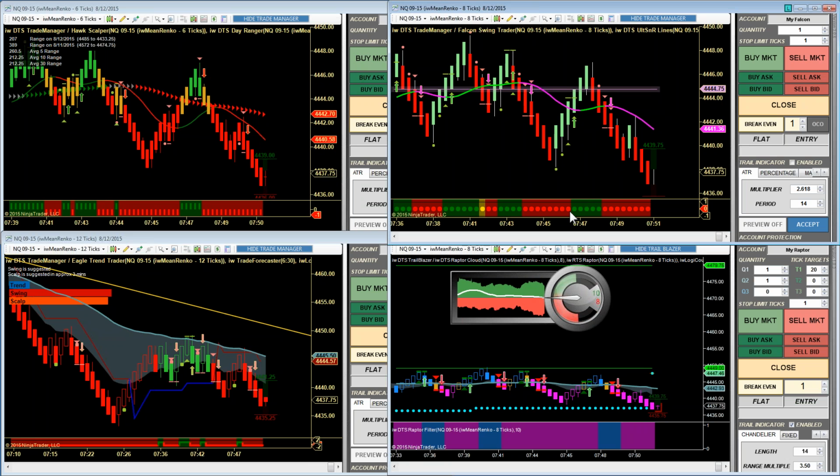I wouldn't mind seeing a little bit of a pullback through here. That would definitely offer us a few more trading opportunities.